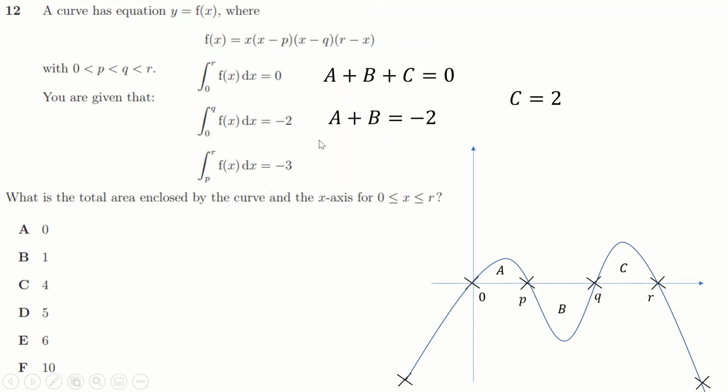So that's fine. If I integrate between p and r, which is just between these two bits, I get b plus c is minus 3. But I know c is 2, which gives me b is minus 5. And then looking back up here, a plus b plus c is 0. That gives me a is 3. What's the total area? Well, the magnitude of this area is 3. The magnitude of that area is 5, and that's 2, which means they all add up to make 10.